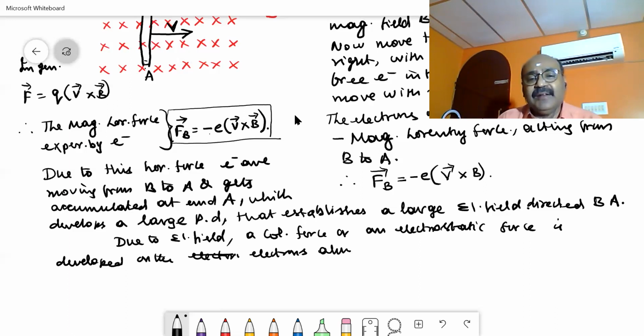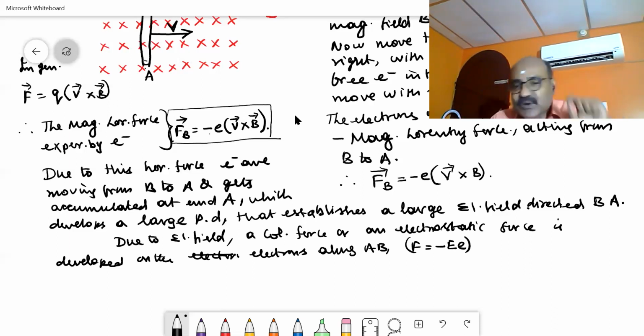Along AB. The force is acting in the opposite direction, because the force available is equal to minus of E into Q. Here, instead of Q you are having e. Since the electron has the negative charge, the Coulomb force or the electrostatic force is considered to be F equals minus of E into e. Okay, let us take it like this.